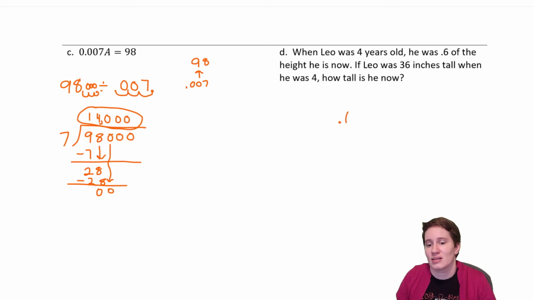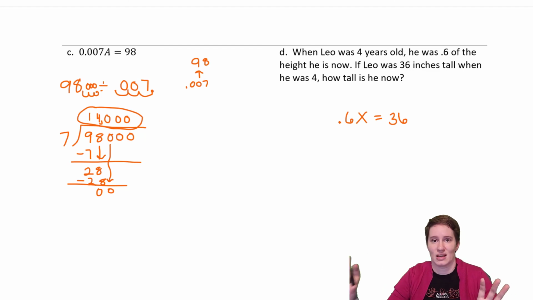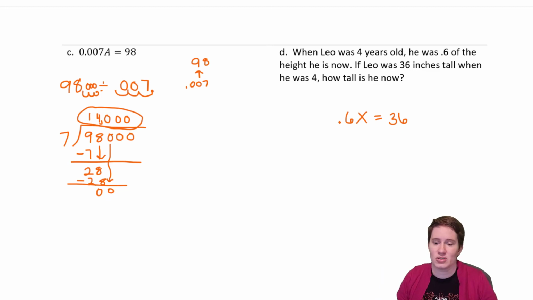He's 4 years old. When he was 4 years old, he was 0.6 of the height he is now. So he's 0.6 of how tall he is now. So we'd put in a variable, whatever variable you like, but that's going to equal 36, because if we knew how tall he was now, we'd times it by 0.6 and that would give us 36. So because we're missing his current height, we're going to solve for it like what we've been doing. And actually, all of the word problems in this section should be where you could set it up with the decimal number times variable equals whatever other information they give you. And so then we end up dividing.